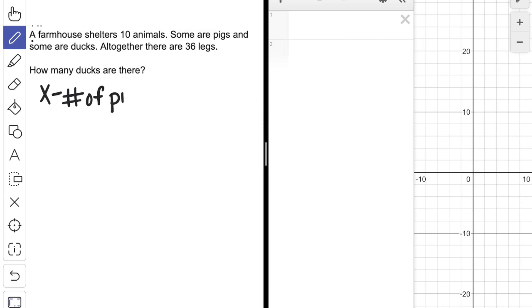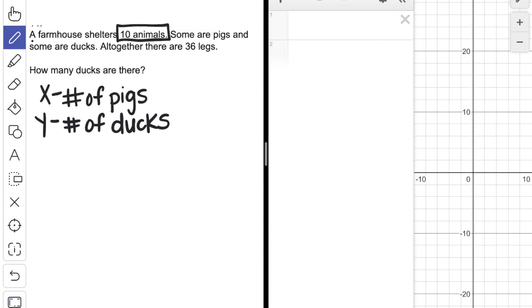And again, you don't necessarily have to choose one or the other. This is something you define, and once you define it, then that's the order and the variable that you have to go with. And Y is going to be the number of ducks. Now, in the problem, the pigs and ducks are described in two ways. One, we're talking about the total number of animals, okay? So the total number of animals, whether it's pigs or ducks, or however many of both, is 10. Then they talk about the number of legs. So we have the legs of pigs and ducks.